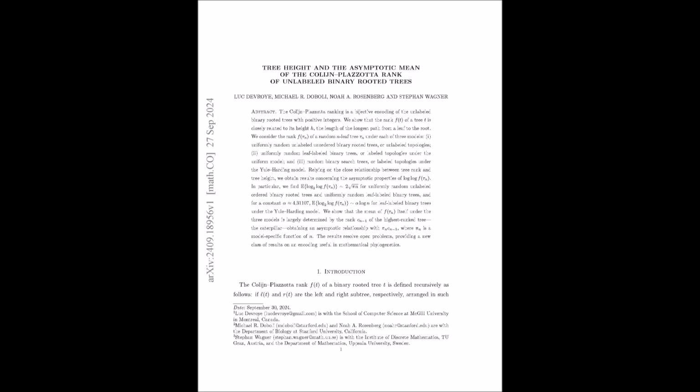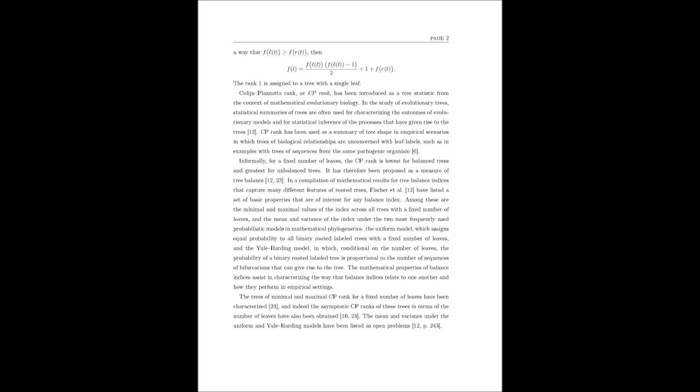Not quite, no. CP rank gets a little more complex. It relies on this really clever recursive system. Imagine you're starting with a single leaf, the simplest tree possible. That gets a rank of 1. Now, as we build more complex trees, the rank of a parent node is determined by the ranks of its 2 children, its subtrees. So to figure out the rank of the bigger tree, you need to know the ranks of all the smaller parts. That's pretty neat.